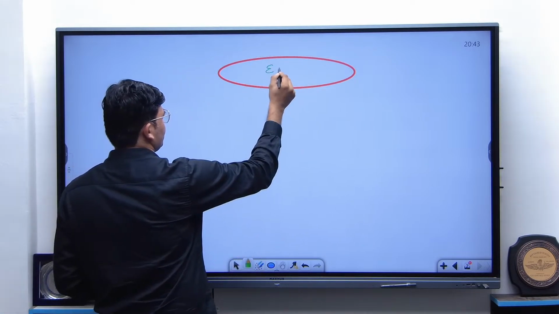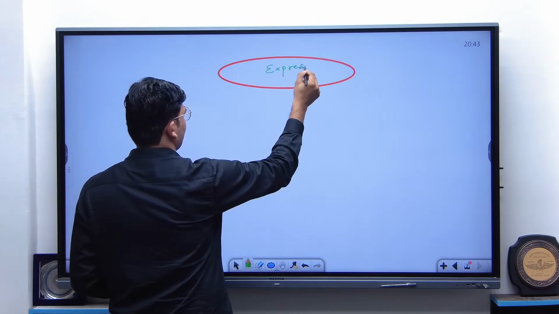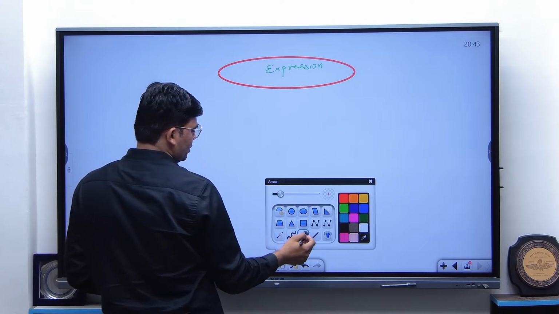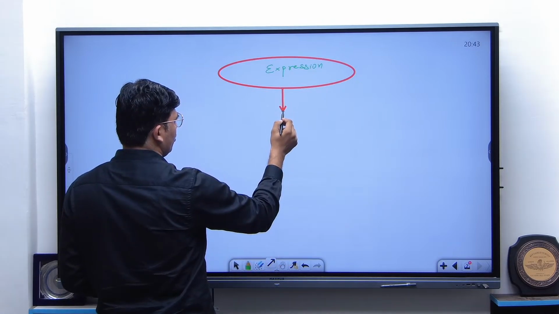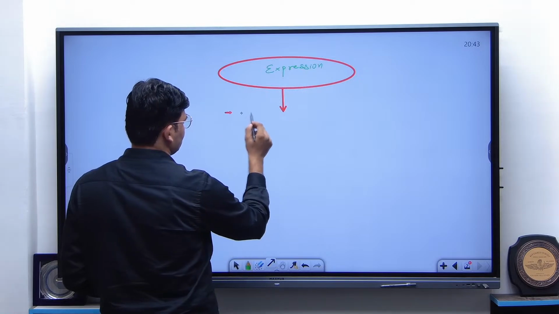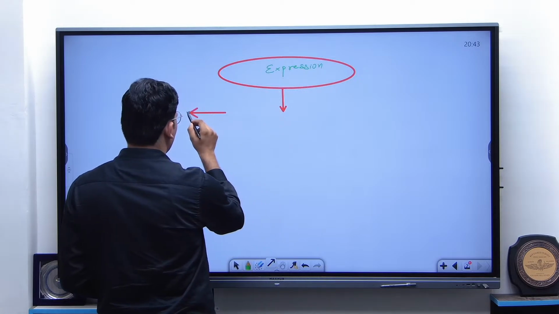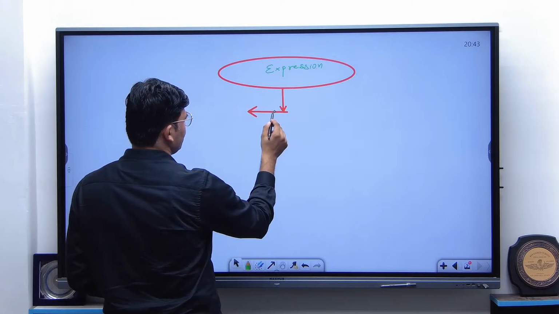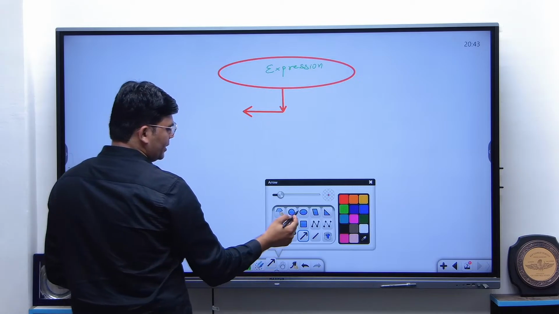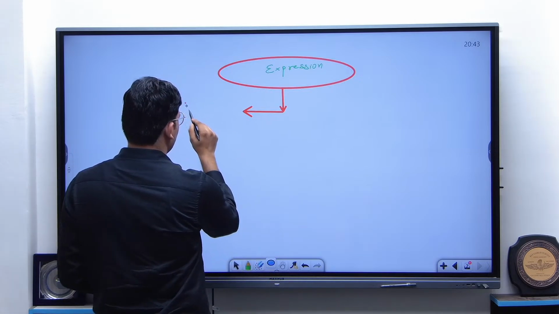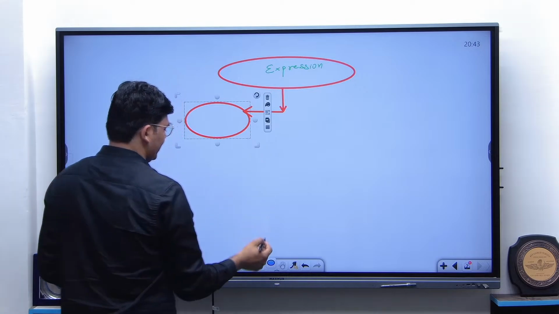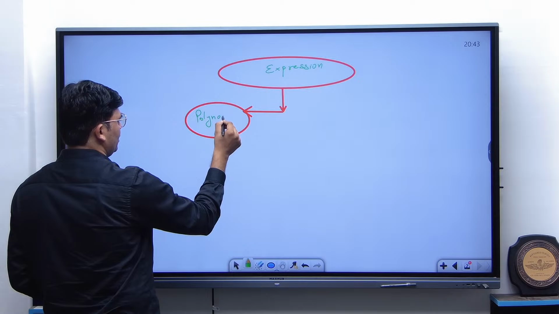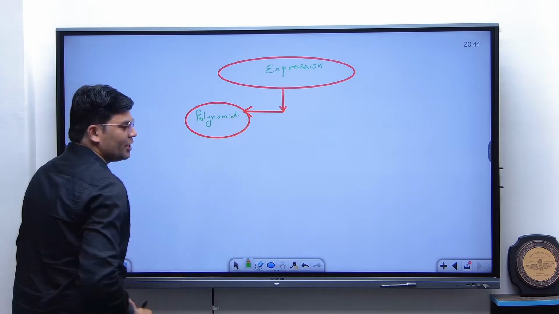So we have an expression, okay, but all expressions are not polynomials. All expressions are not polynomials. There are some expressions which can be termed as a polynomial, but there is a condition behind it. Some expression can be termed as a polynomial, but polynomial is having a condition.